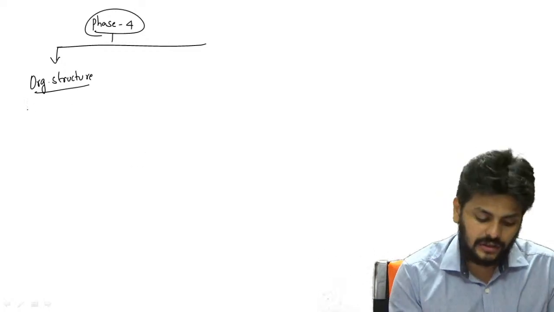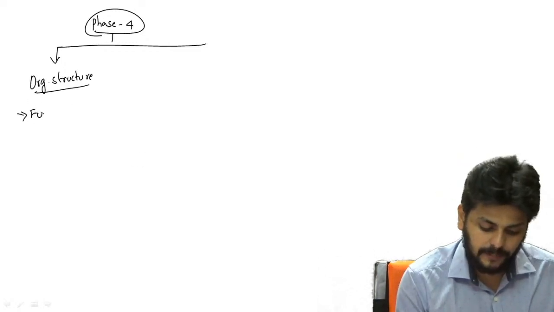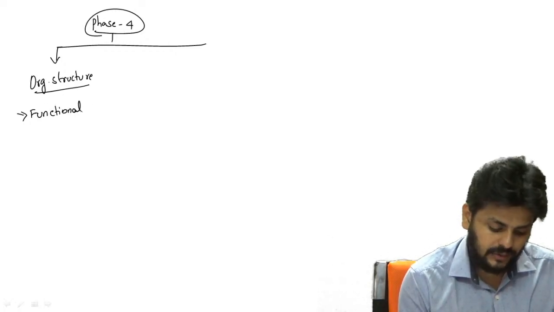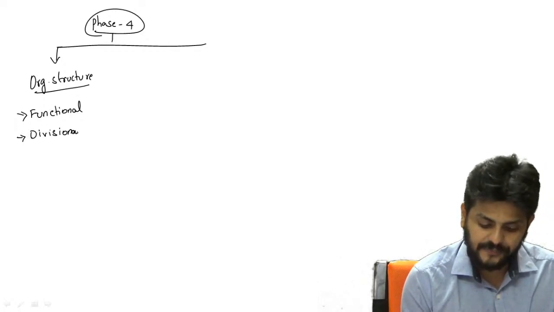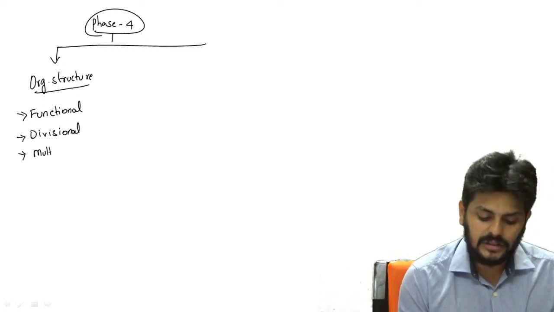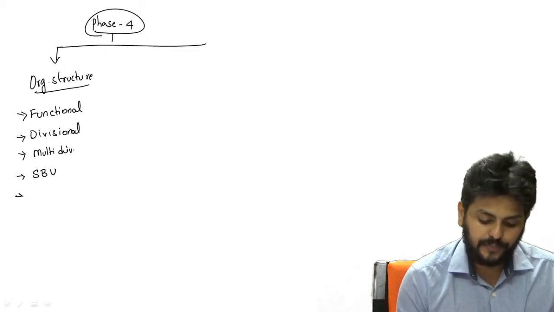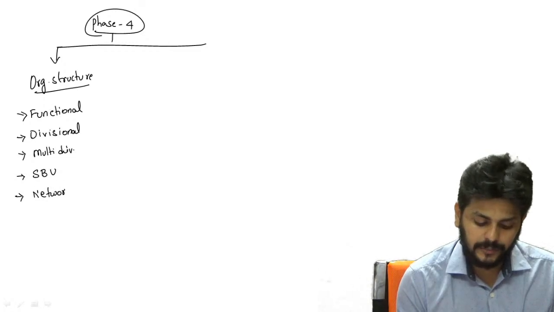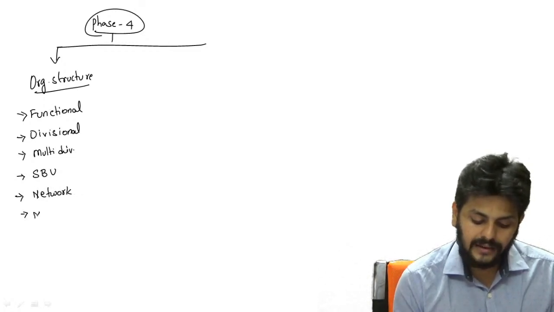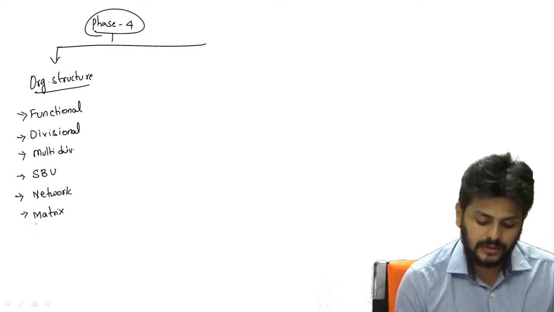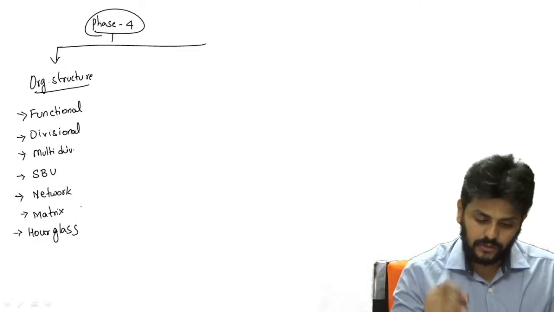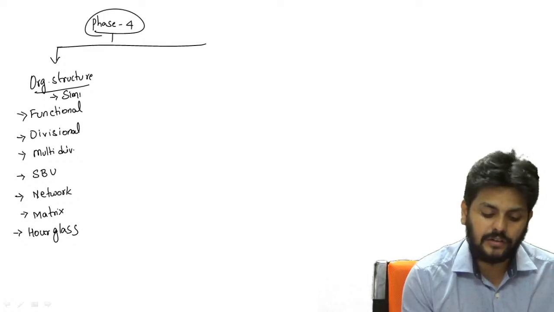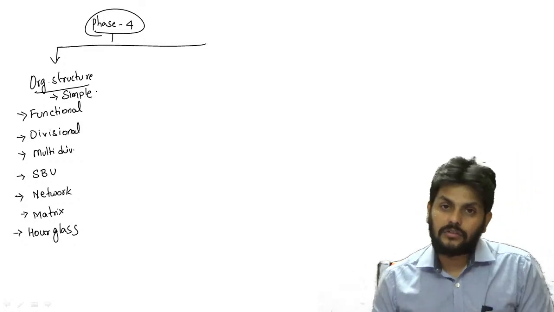We have an organizational structure which is called functional structure, then divisional structure, multi-divisional structure, an SBU structure, network structure, matrix structure, an hourglass structure, and beyond all this, the easiest one, the first one, is called simple structure. So these are the structures that are discussed.